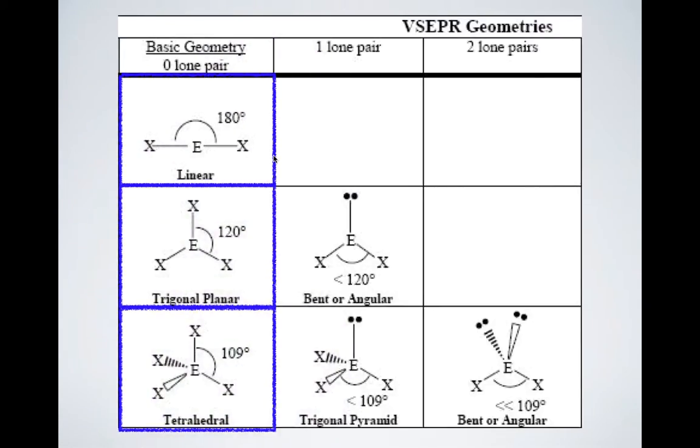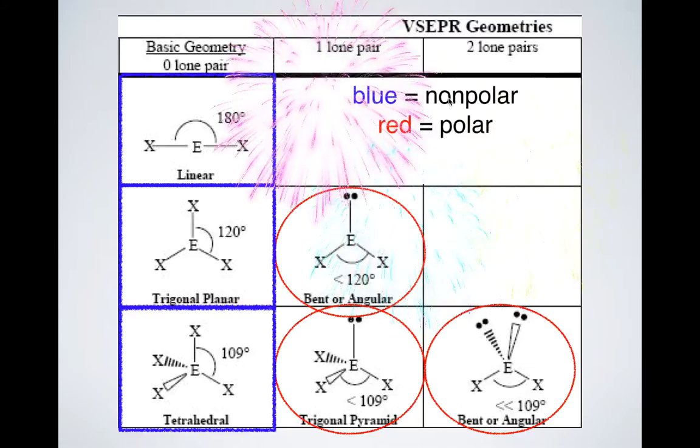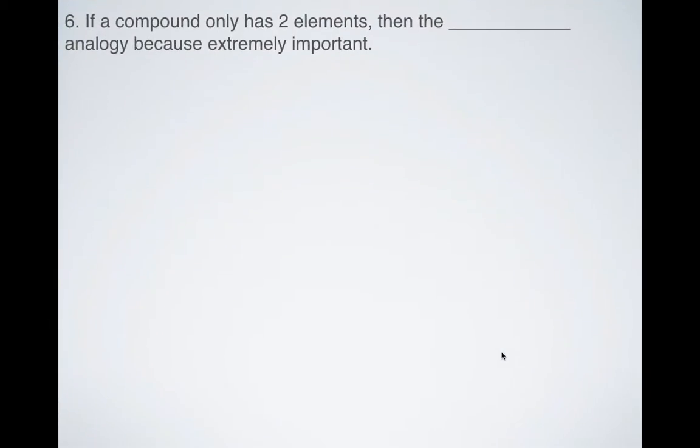So I want you to color code this. These three are going to be blue, these three are going to be red. What do they represent? The blue ones are non-polar. So these are the three non-polar geometries that you need to be aware of. These three are the polar geometries that you need to be aware of. Notice the polar ones all have lone pairs of electrons on their central atom. That is a key. So that covers almost everything.